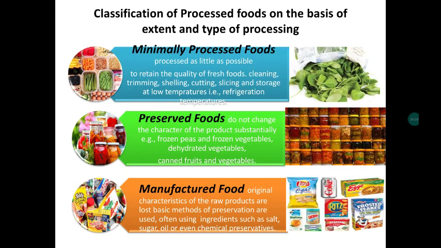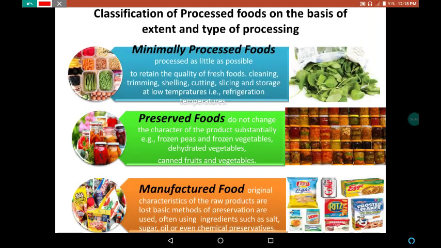Now come to the next topic, that is classification of processed food on the basis of extent and type of processing. There are some types of processing done. So, classification of food by their processing method. There are 7 types of foods according to their processing method. So let's take a look.